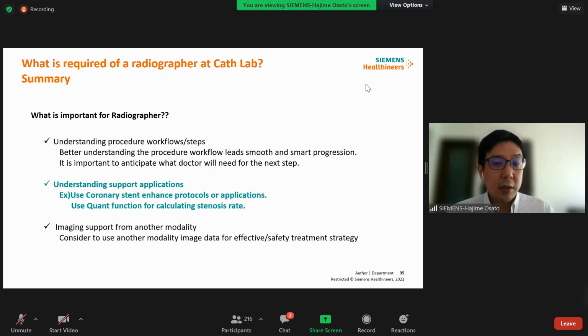So the second one is understanding support applications. It is necessary in the current situation. For example, the coronary stent enhanced application. Due to device development, coronary devices are getting thin, small, and unvisualized in fluoroscopy. Therefore, for safe treatment, cardiac applications are mandatory, especially in complex cases.